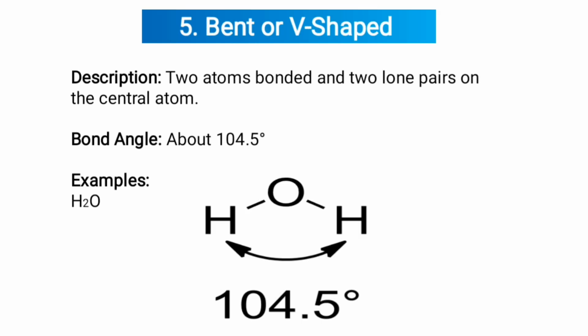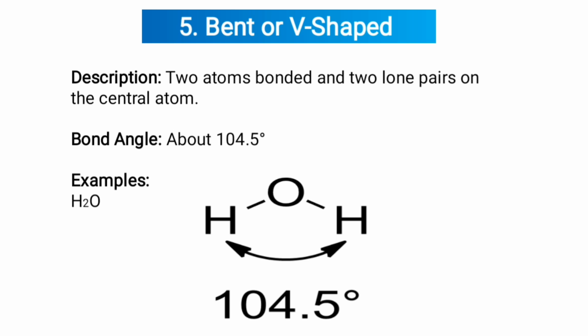Now the fifth one is bent or V-shaped. Description: two atoms bonded and two lone pairs on the central atom. Bond angle is about 104.5 degrees. Example H2O is a bent shape and the bond angle is about 104.5 degrees.